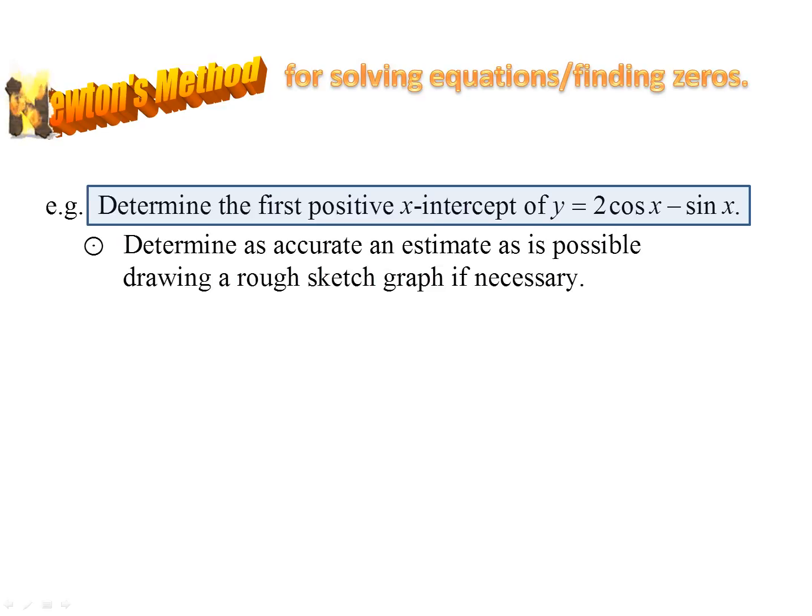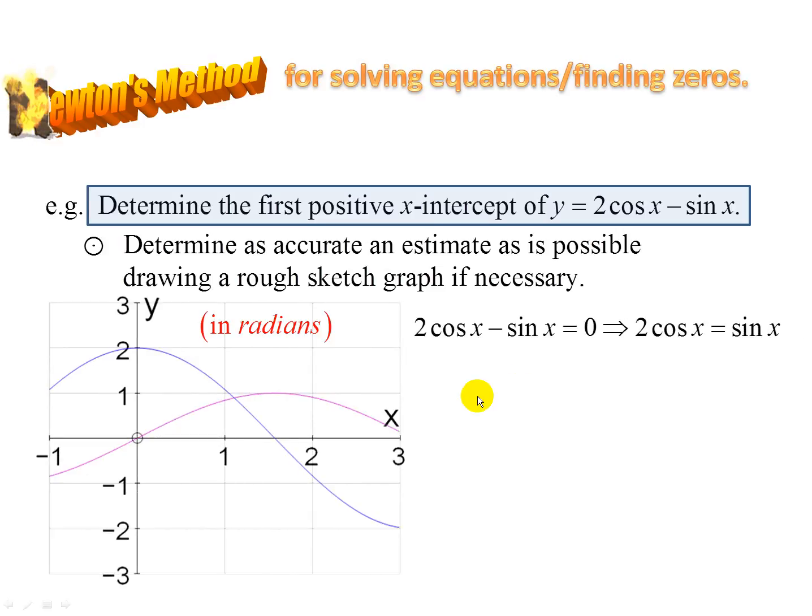Now if we're going to draw a rough sketch of this graph, we can split it into two graphs. Remember that we're finding the x-intercept when y is 0. So therefore what I'm going to do is take that equal to 0 and then move sine to that side. So now it's 2 cos x equals sin x. And for this to be equal to 0, these must be equal, the point of intersection of those two graphs. There's 2 cos x and there is sin x. So approximately 1, 1. There we are.